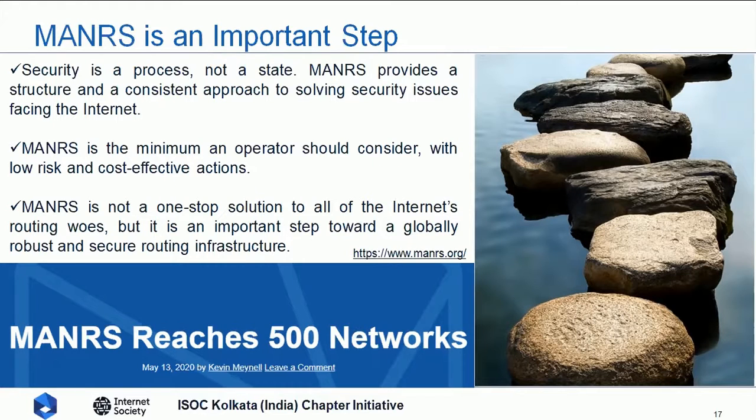So in short, it is an important step. However, it is not a one-stop solution to all the internet routing problems, but it is an important step towards a globally robust and secure routing infrastructure. If you have a collaborative network where they follow the standard norms, understand each other's dependencies, how much they can trust and how much they can validate, then you will have a very healthy ecosystem. Today, as we speak, in the middle of May, MANRS has 500 such networks signed in, and it is definitely a process which can ensure security and provides a structured and consistent approach to solving security issues facing the internet.